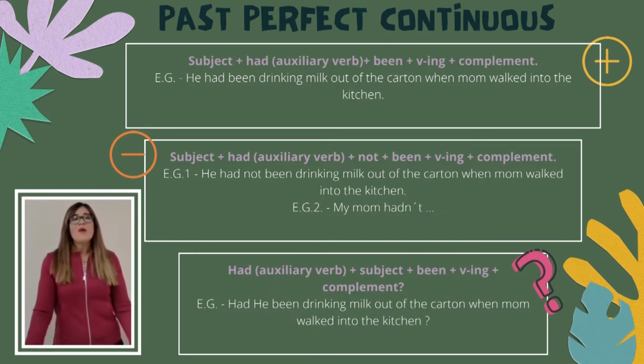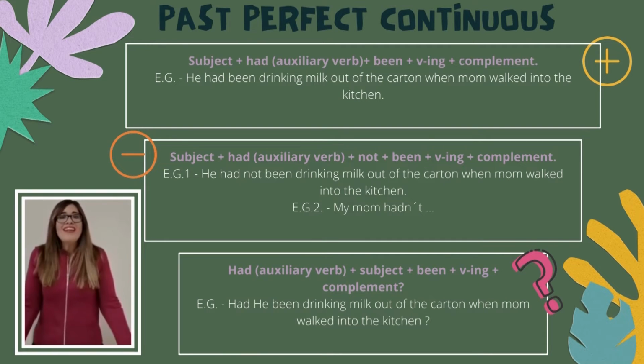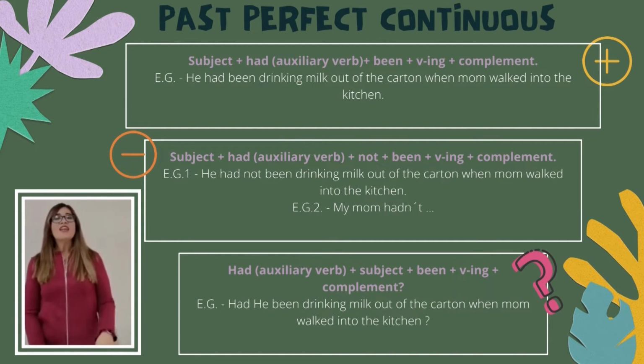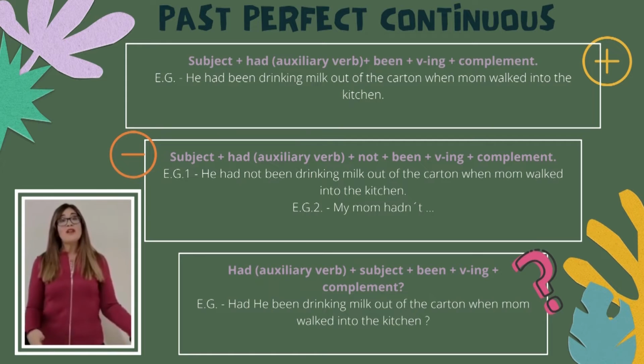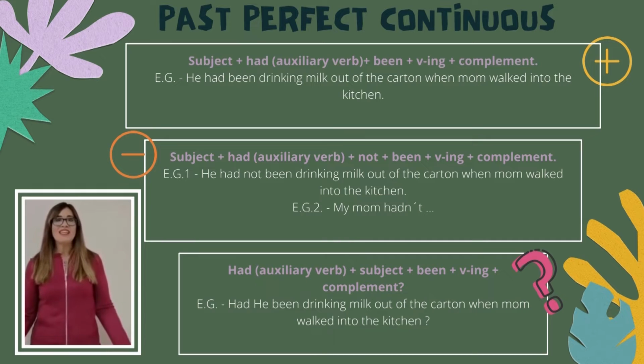What about negative forms? Okay, in this type of sentences, we need to place the not between the auxiliary or helping verb and the past participle. The past participle, don't forget that it's the verb to be. Okay, so we have a subject plus an auxiliary verb that is had, not, plus the past participle been, plus my verb with ing form, and then my complement.